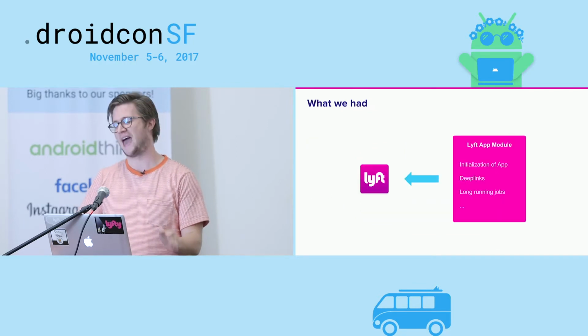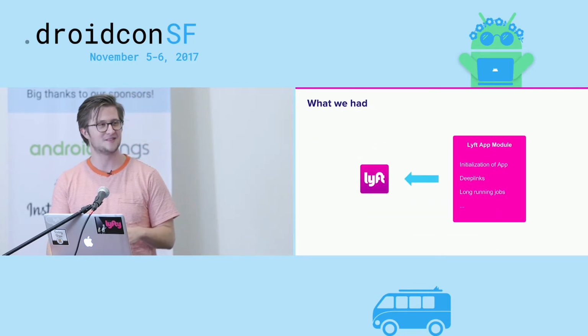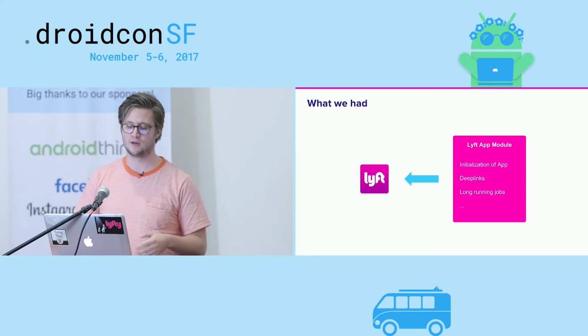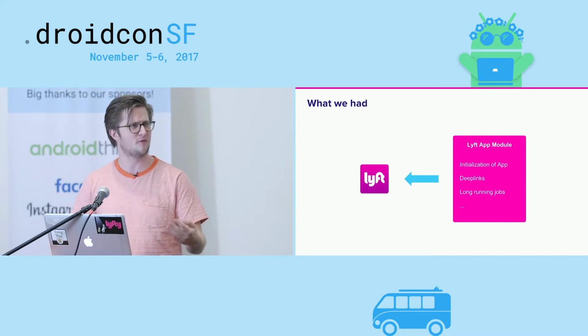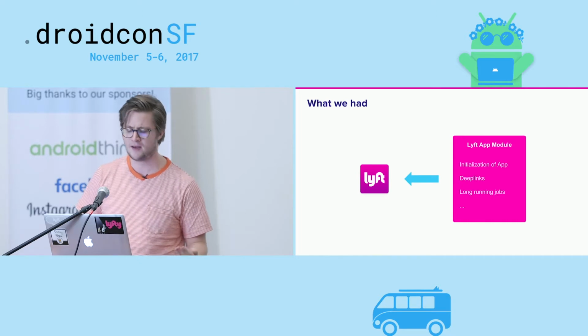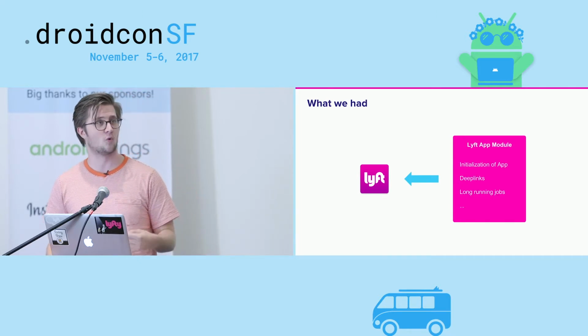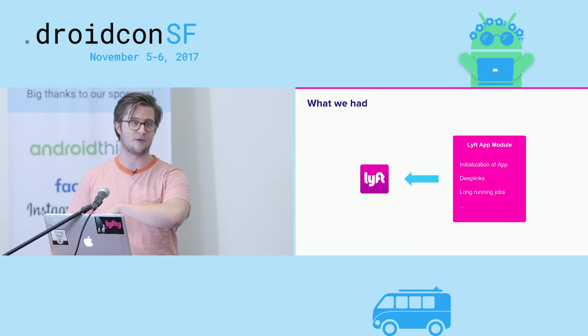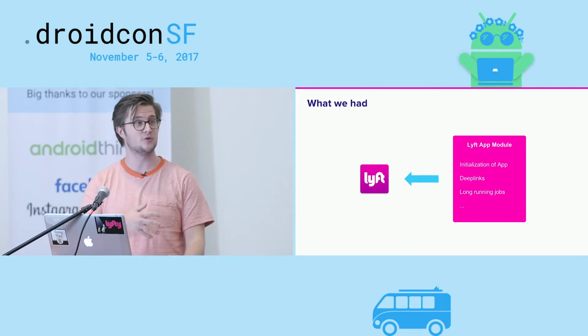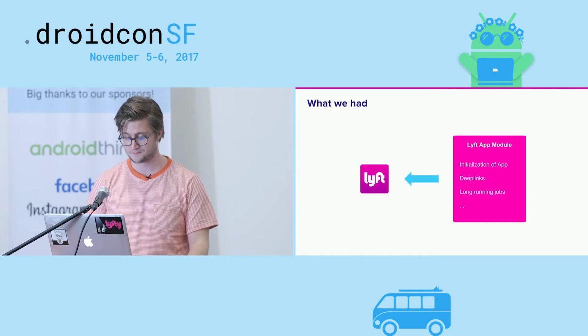But that's not what we had. What did we actually have? We had this monolithic Lyft app module, which owned a bunch of different things, some of which made sense, like the initialization of the app, some of which didn't make as much sense, which I'll go into a little bit later, like deep links or long-running jobs that are running throughout the entire lifecycle of the app. And that produced our one app with its two different modes.